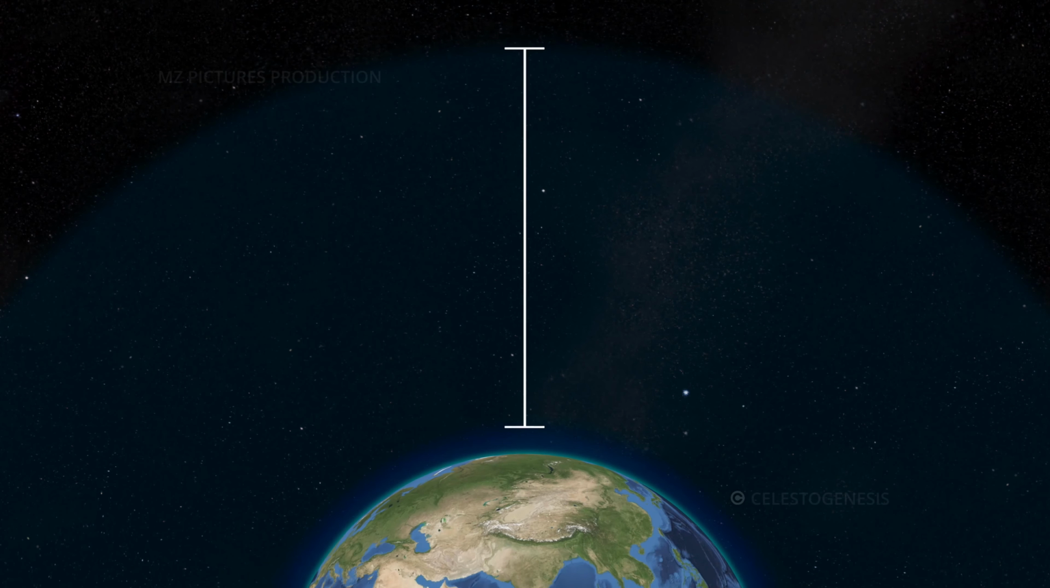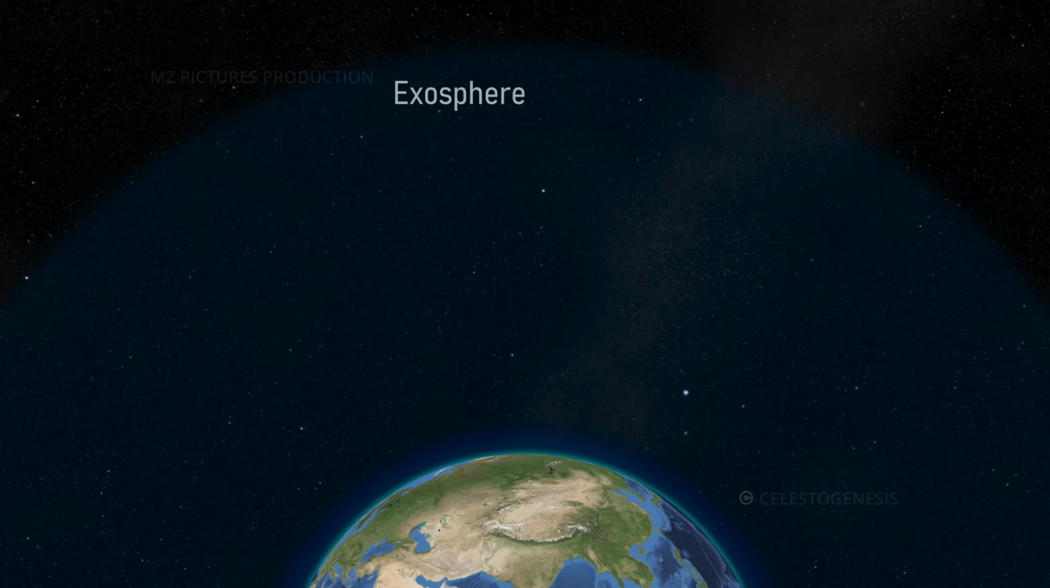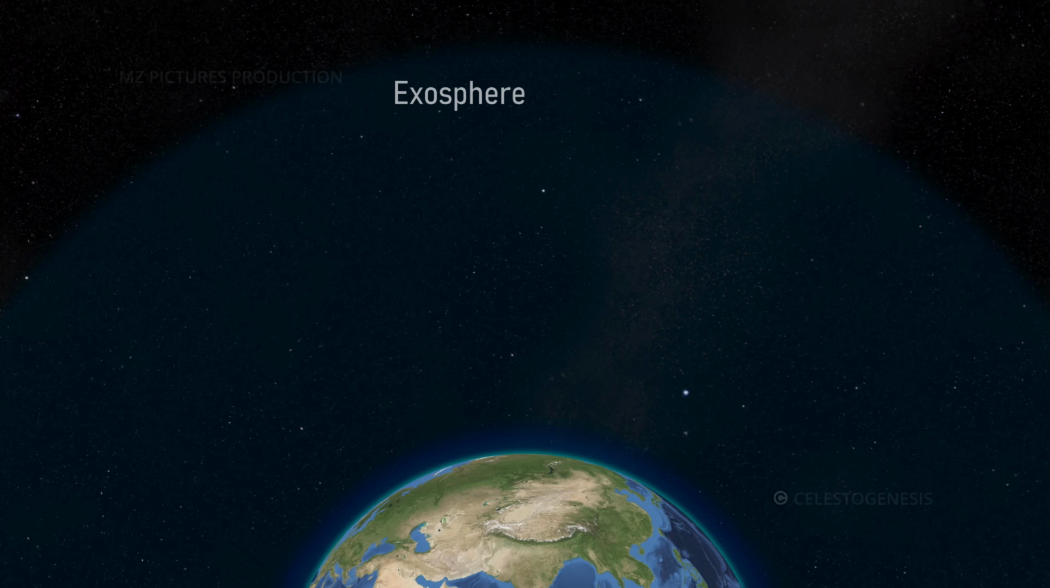Exo means outside and is the outermost layer of our atmosphere. This layer separates the rest of the atmosphere from outer space. Starting at an altitude of 600 and reaching up to 10,600 kilometers, exosphere is about 10,000 kilometers thick. Because the exosphere gradually fades into outer space, there is no clear upper boundary of this layer.